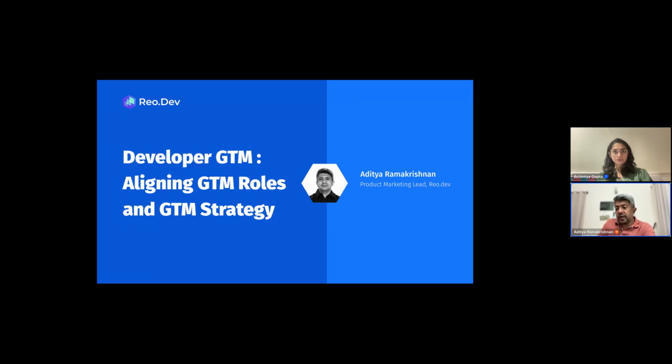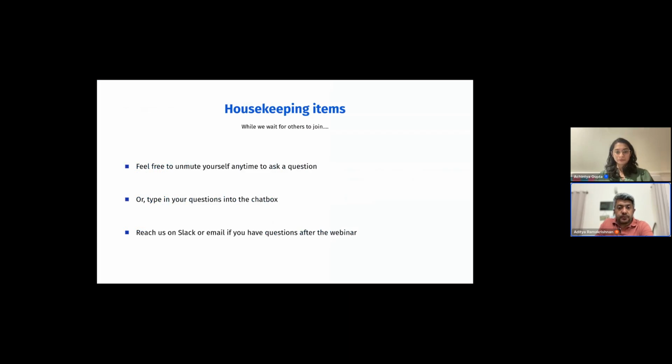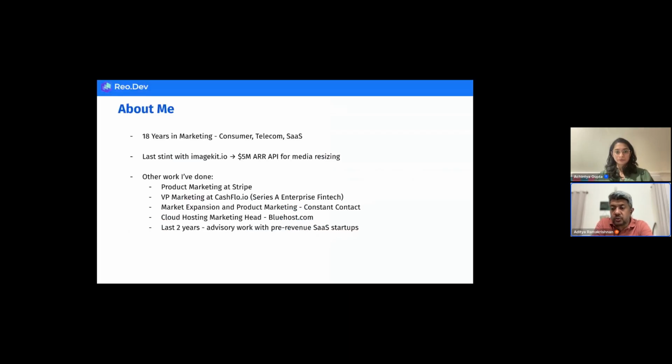So let's start very high level at strategy, and then I'll dive into more specific things around the role of GTM. Just very quickly about me, so that it gives context on where a lot of this is coming from. I've been in marketing for about 18 years. My last stint was with ImageKit. We were a 5 million ARR API for media resizing, so a very hardcore dev tech, no-interface kind of product. Before that, I was at Stripe. I've also done a bunch of stints in fintech and email marketing, and another dev tech one with Bluehost when we were running the cloud hosting play, and trying to beat AWS at its own game, right?